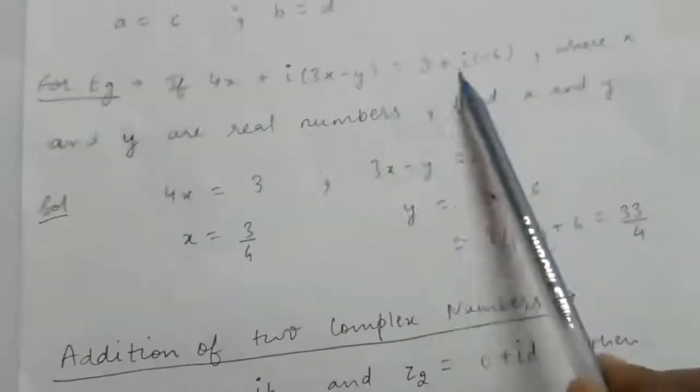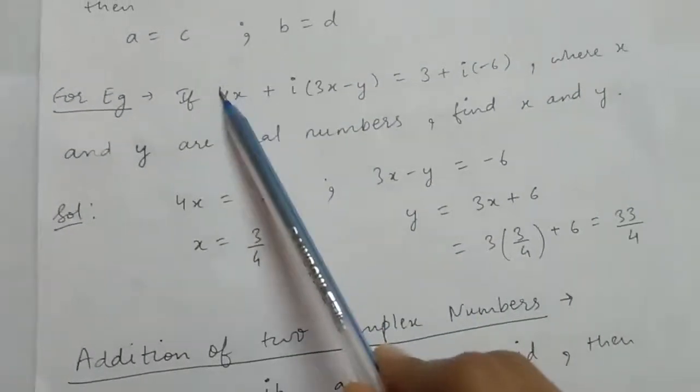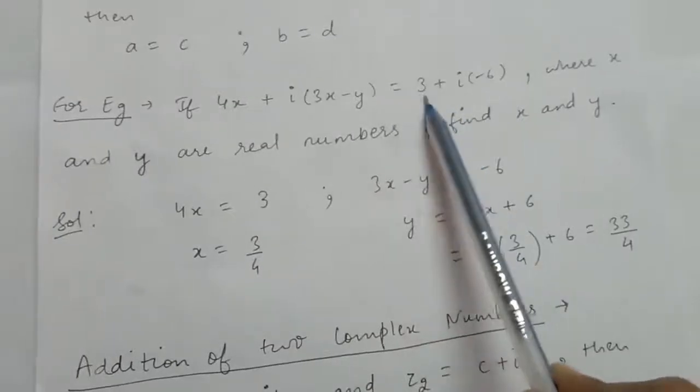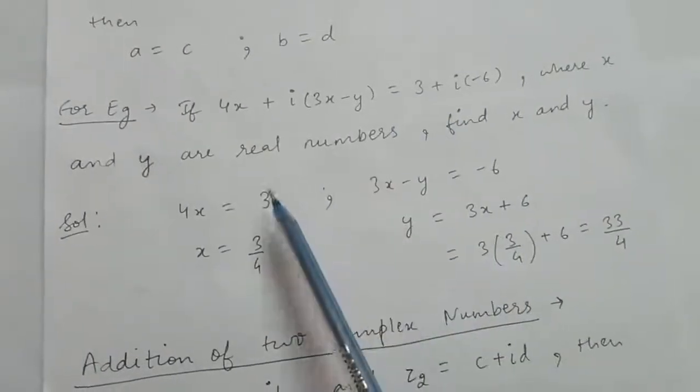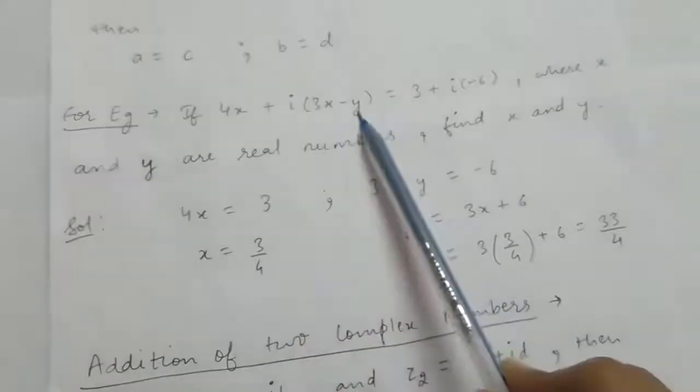Now, because these two complex numbers are equal, their real parts are equal to each other. The real part of this complex number is 4x and the real part of this complex number is 3. So 4x is equal to 3 and x is equal to 3 by 4. Also compare their imaginary parts.